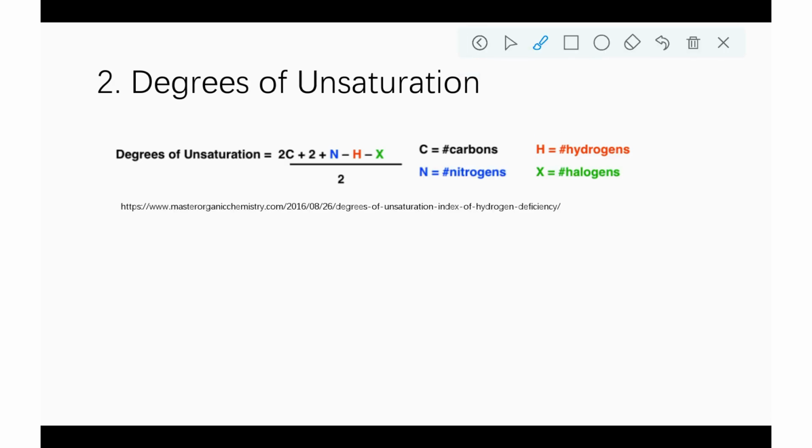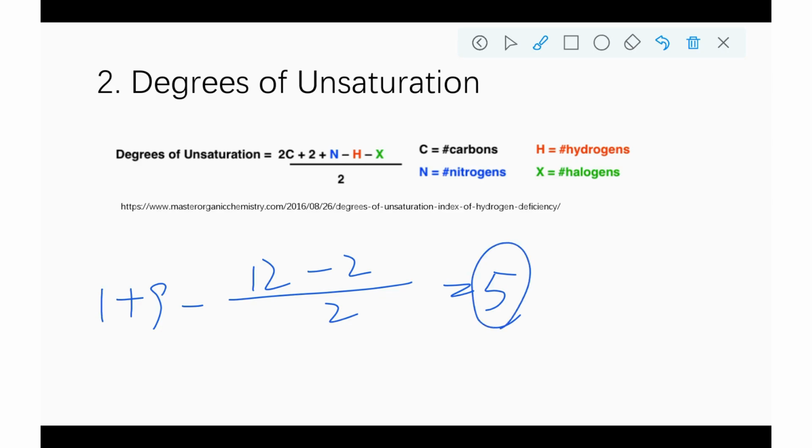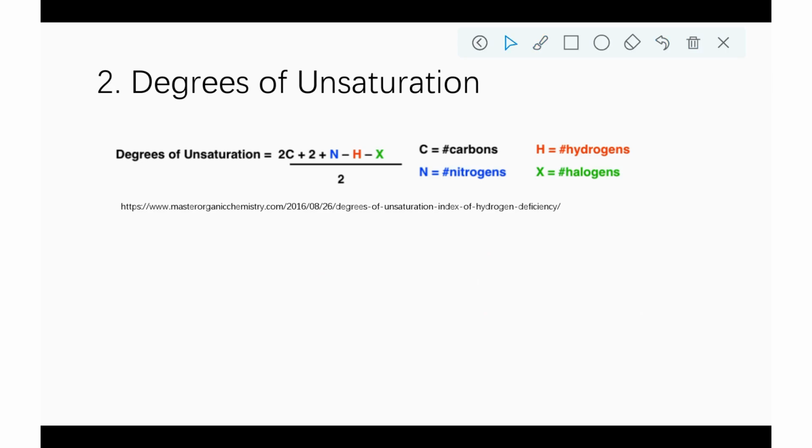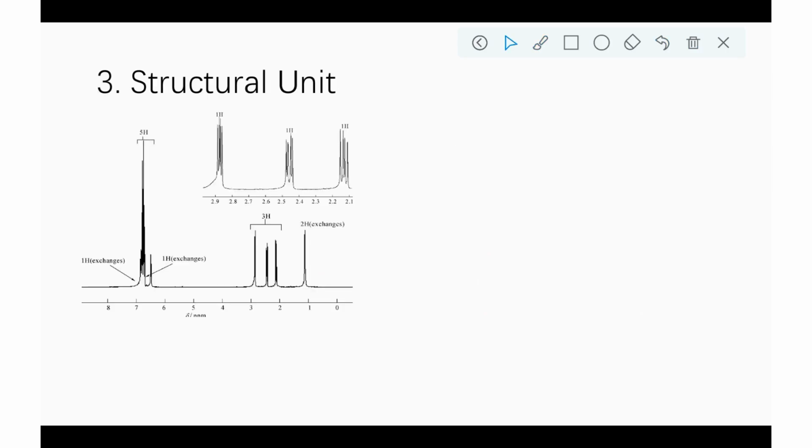And to calculate this, you just follow this equation, so our degree of unsaturation is 5. And it's going to be because of the aromatic ring plus a carbonyl group. And then we move to the next step, which is to find out a structural unit.